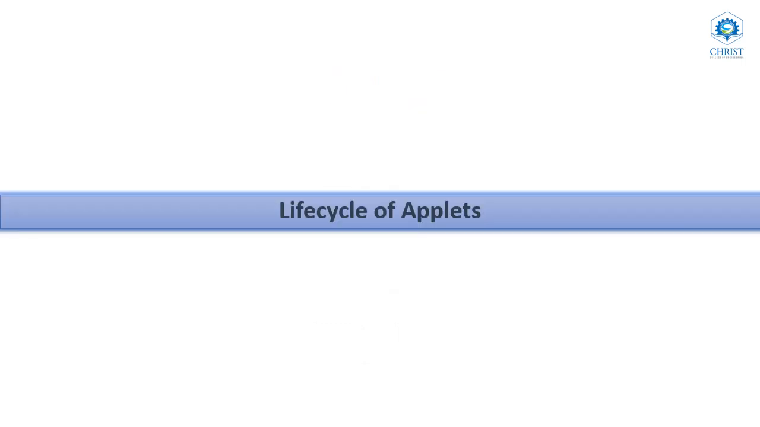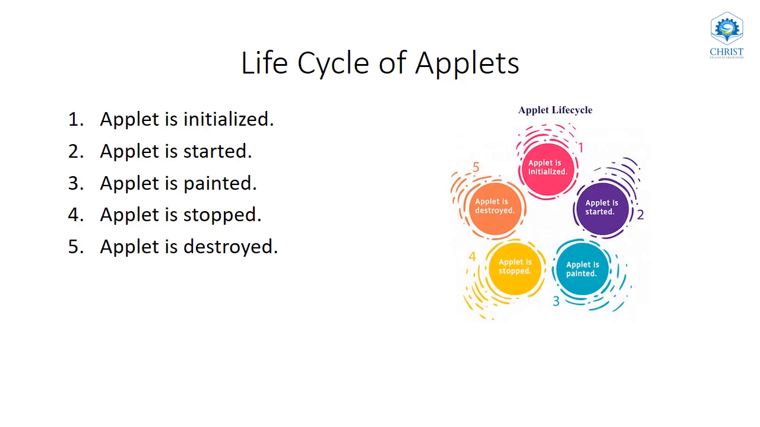Now we will see the life cycle of applets. An applet life cycle consists of 5 steps. First of all it is initialization, then starting of the applet, then the applet is painted, that means it will be displaying the contents, then it gets stopped and it is destroyed. These are the 5 steps or 5 stages of an applet's life cycle. You can see the picture representation here. First the applet is initialized, then it gets started, then it is painted, then it may be stopped for some time, and it is finally destroyed.